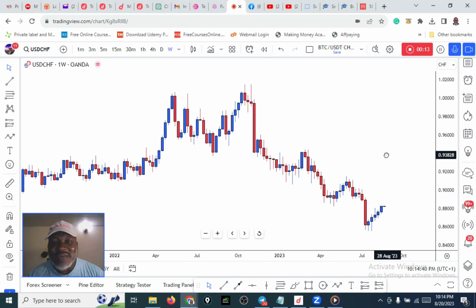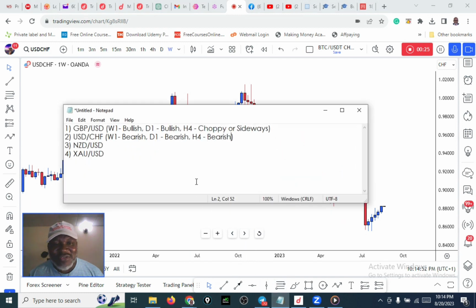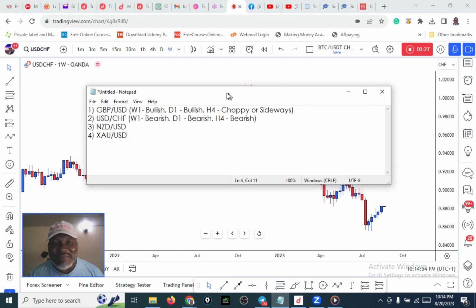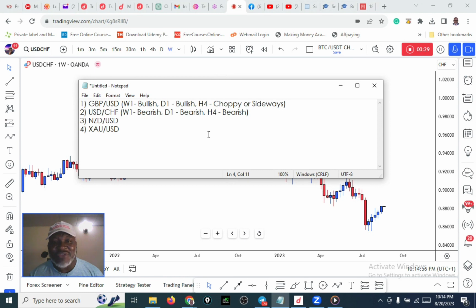So, guys, today, by popular demand, we're going to analyze USD/CHF. USD/CHF is dollar Swiss franc. When I asked my students to make a demand of what currency pair they want me to analyze, they chose these four currency pairs.